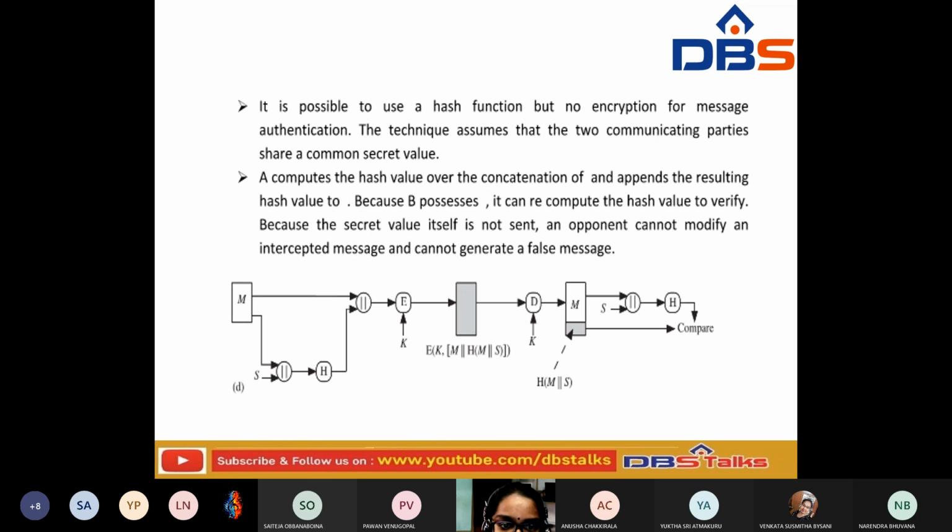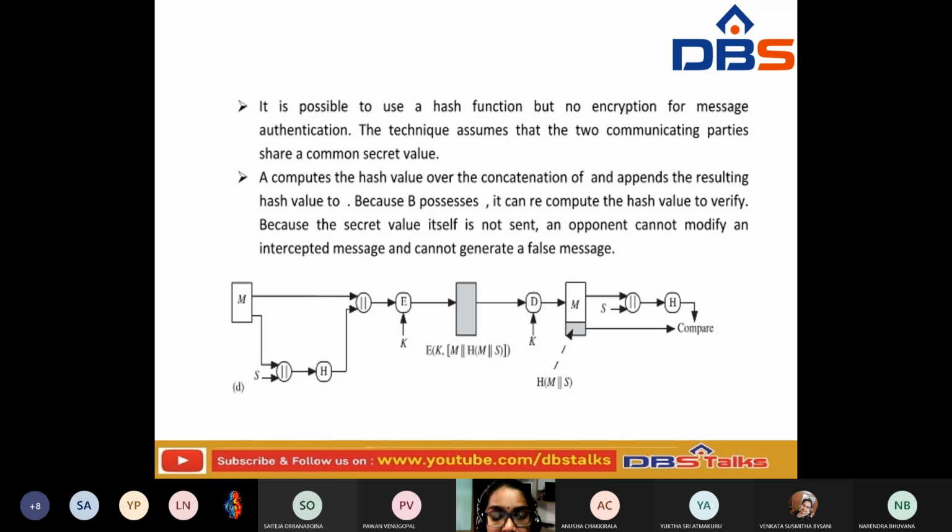Next, it is possible to use the hash function but no encryption for message authentication. The technique assumes that the two communicating parties share a common secret value. A computes the hash value over the concatenation and appends the resulting hash value to the message sent to B, because B can recompute the hash value to verify. Because the secret value itself is not sent, an opponent cannot modify an intercepted message, so it cannot generate a false message.